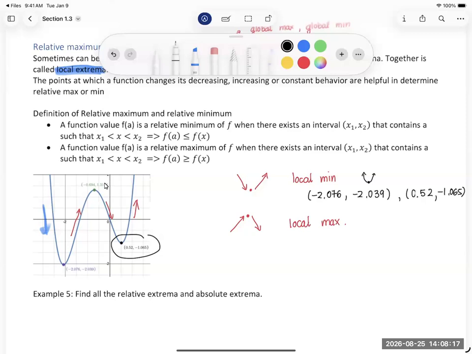Okay, and now we have a local max, which is not the highest value of the function, but just in the local area that value is the maximum. That is the one in the green color, which is negative 0.694, 1.311. So that is my local max.